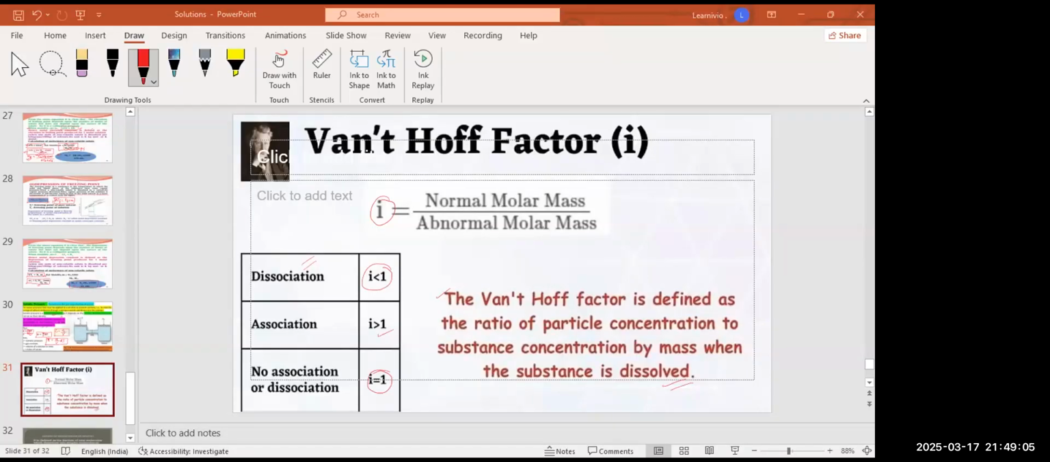See, for example, if I tell you to calculate the value of i for NaCl, what's the value of i? Van't Hoff factor for NaCl?